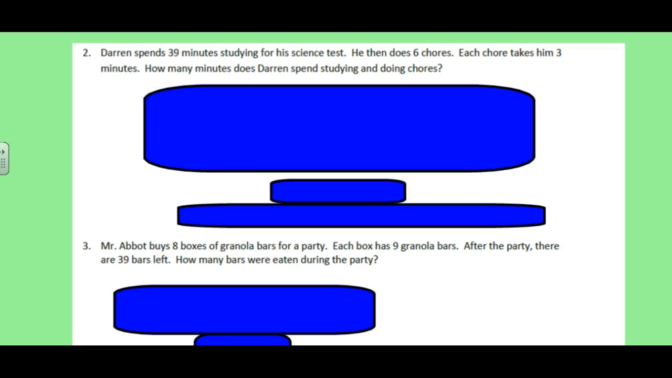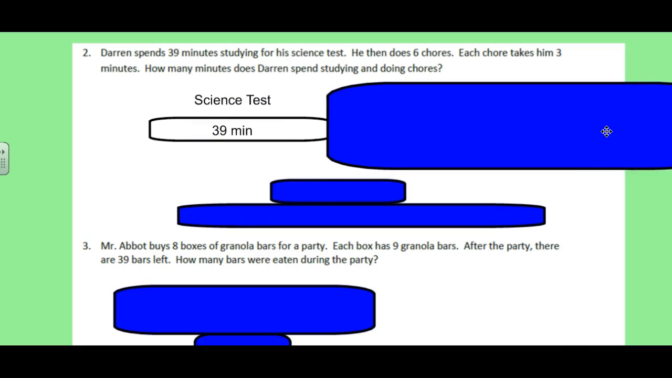Okay, so when I think about this and I'm thinking about a drawing, I know that in my drawing I'm going to have something that represents him studying for his science test and that taking 39 minutes. So in my diagram, I know I'm going to have one section that's 39 minutes, and that's going to be for the science test. So I want you to go ahead and do that on your paper so it shows how long he spent studying.